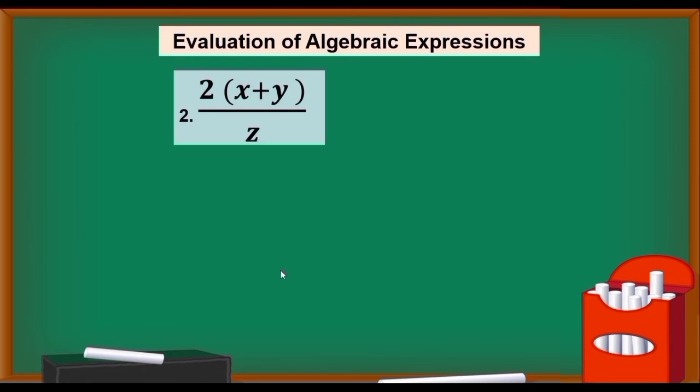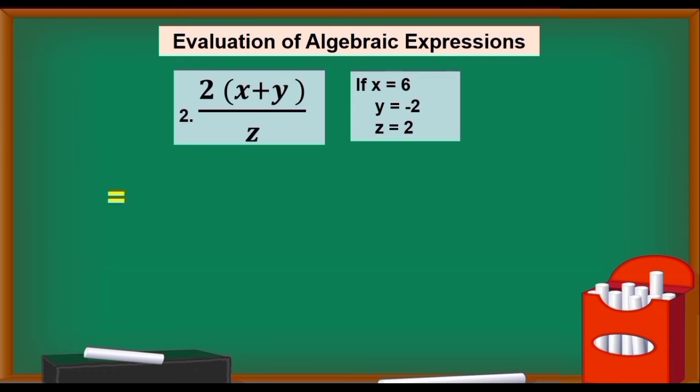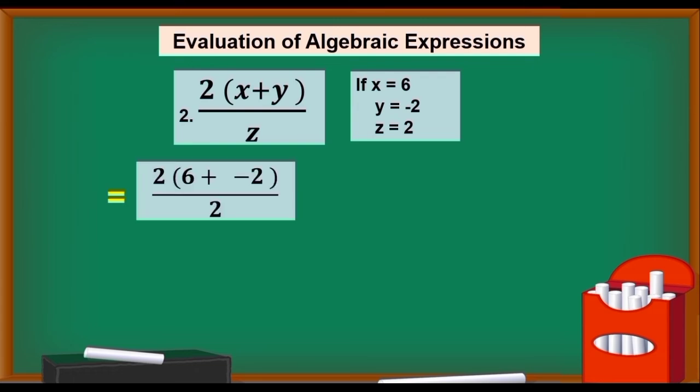So let us have another example. So 2 times the quantity x plus y all over z. So ang value ng x natin ay equal 6, ang y ay negative 2, at ang z ay positive 2. So ang gagawin po muna natin ay papalitan muna natin sila. So yung 2, yung times sa quantity, ang x natin ay 6, plus ang y natin ay negative 2, over ang z natin ay 2.